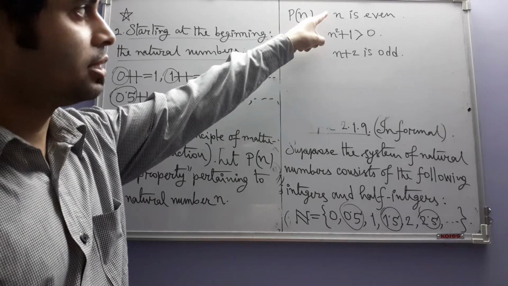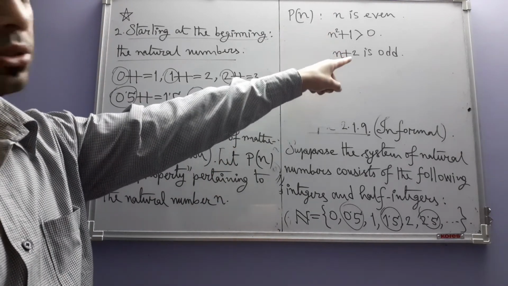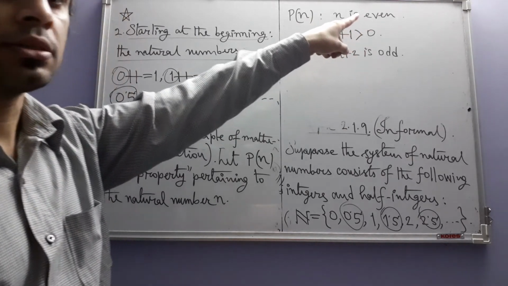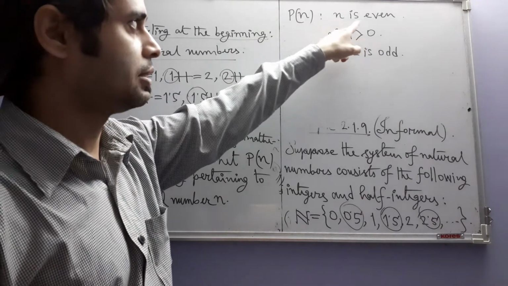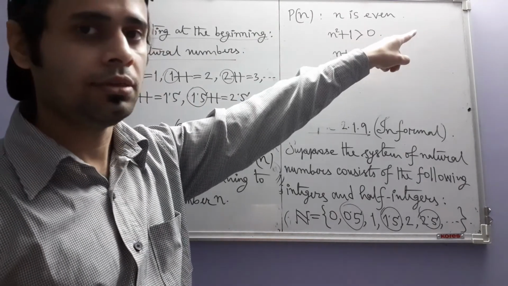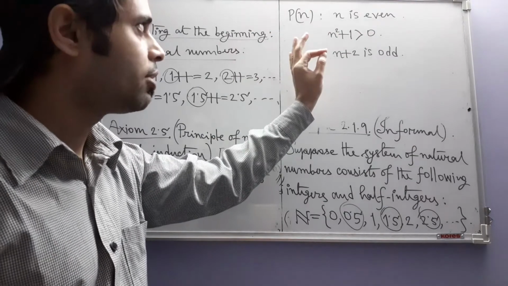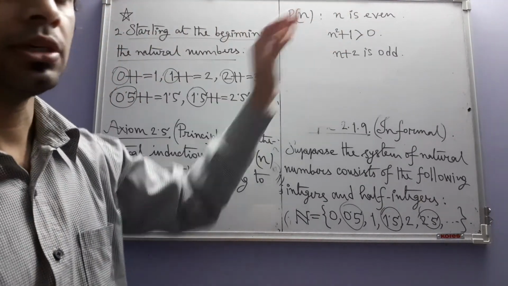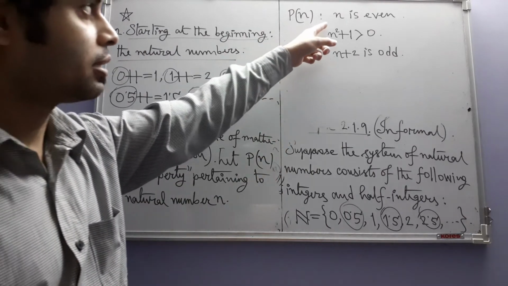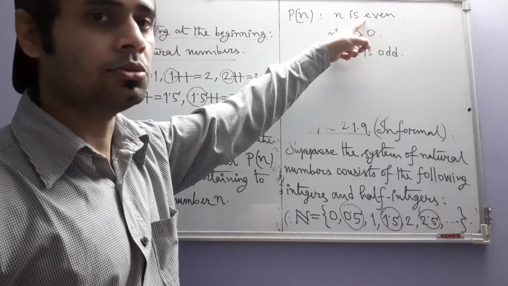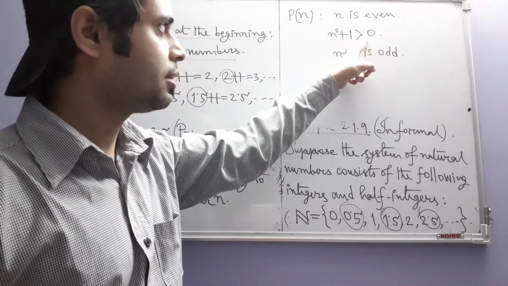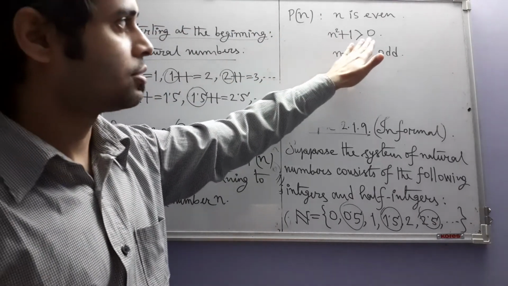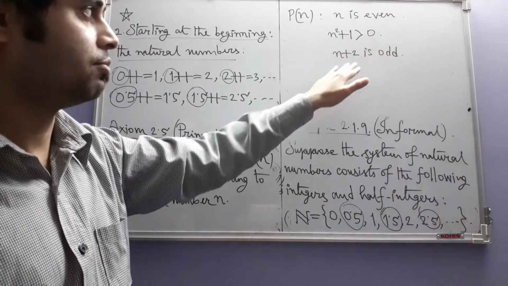Now these are statements involving variables, and these variables have been restricted. n is a variable, it has to be even. So for some particular value of n, say if you take n equal to 1, then this statement is false. If you take n equal to 2, this statement is true. The second one is always true. For every natural number, n square plus 1 is always positive.